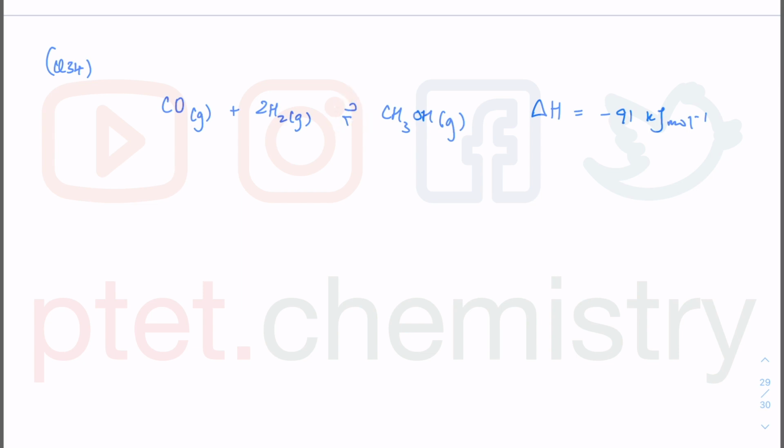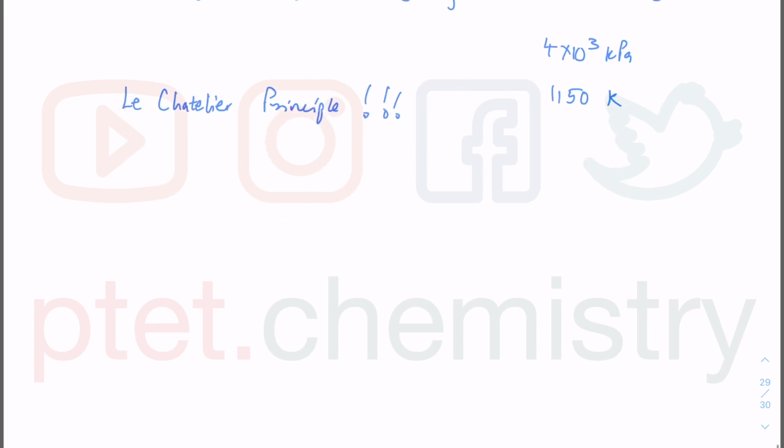So what are they saying? They're saying that this was carried out at 4 times 10 to the 3 kilopascal and also 1150 Kelvin. Don't forget that to convert Kelvin to degrees Celsius, you just need to take away 273, because from degrees Celsius to Kelvin you add 273. Anyway, this looks like a question on Le Chatelier's Principle. Le Chatelier's Principle is stated in the syllabus as something that candidates should be able to explain, state, as well as use in explaining all this equilibrium stuff.